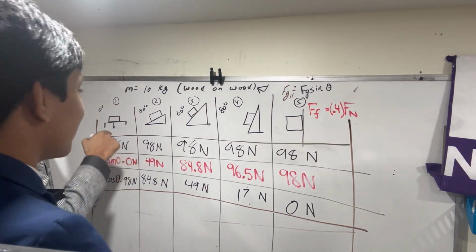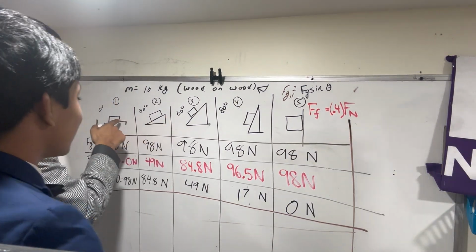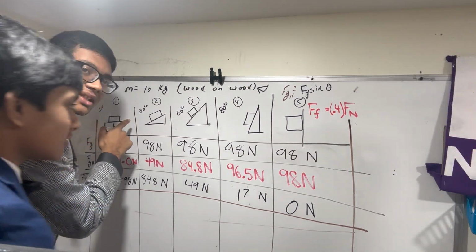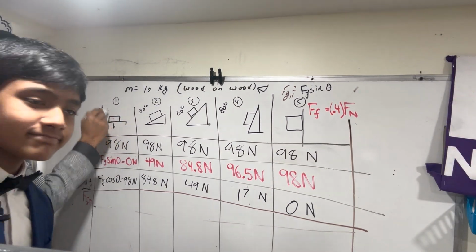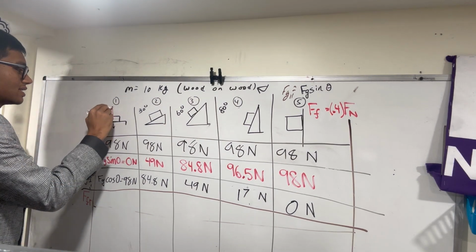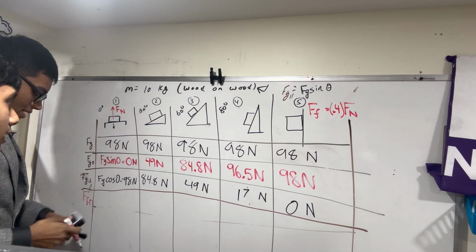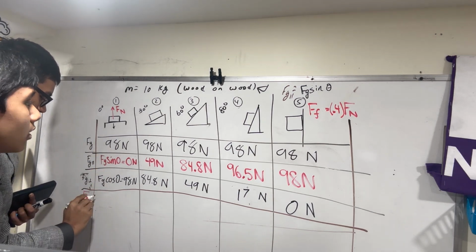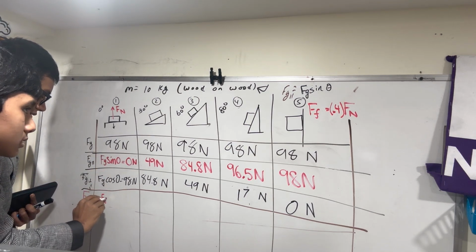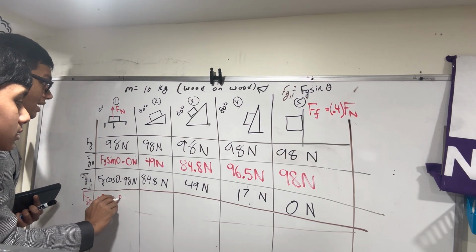Okay, so the normal force is, in the first case, this is the normal force. Can I draw here? Okay, this is the normal force. It's just the same as F_g. So the force of friction is mu F_n, which is 0.4 times 98.